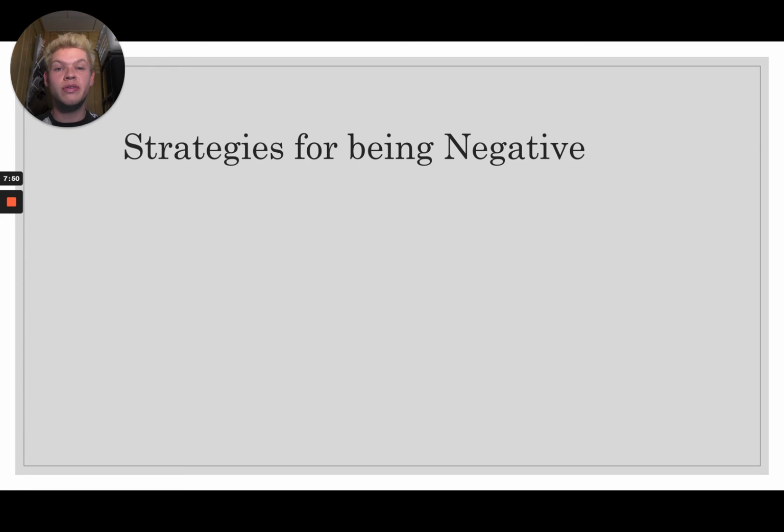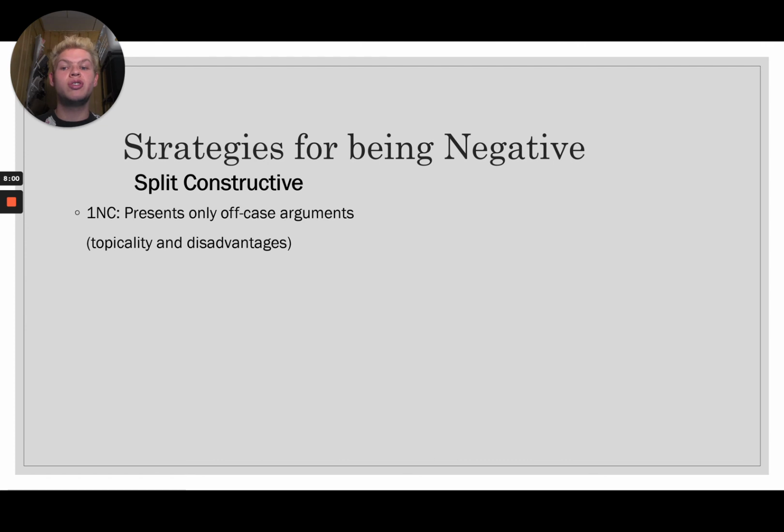So there are 2 different overall strategies when it comes to how you're going to choose which arguments to put in which speeches for being negative. The first strategy is a split constructive strategy. So in this strategy, in the 1NC, the first negative constructive, you only present off-case arguments. So you only present topicality and disadvantages.